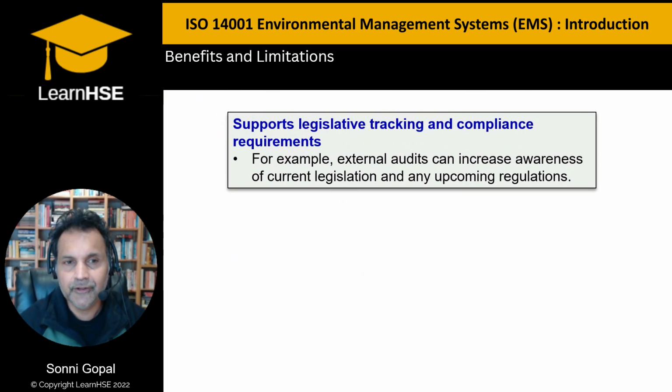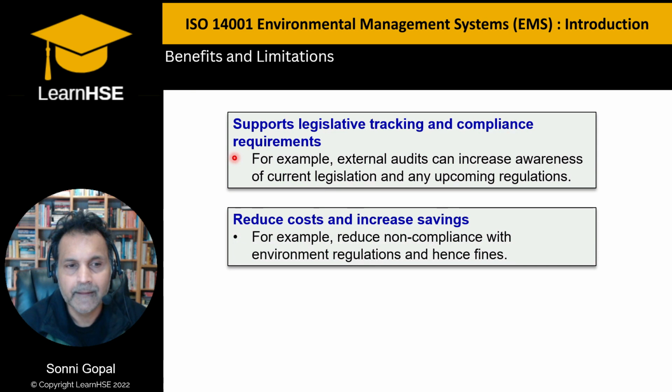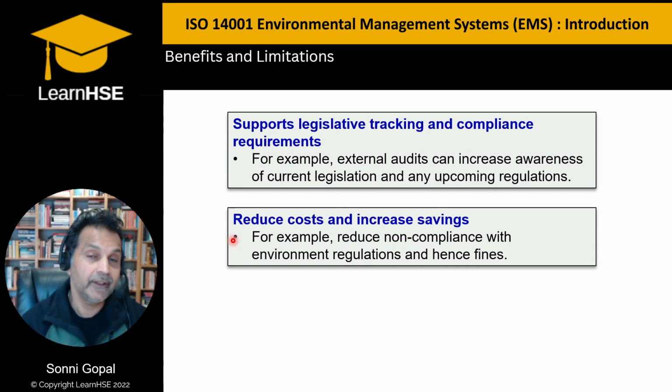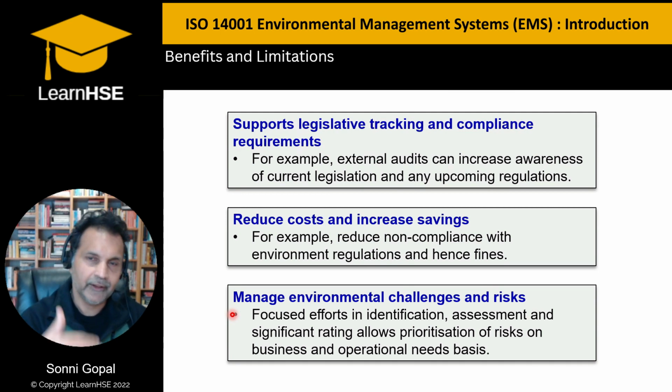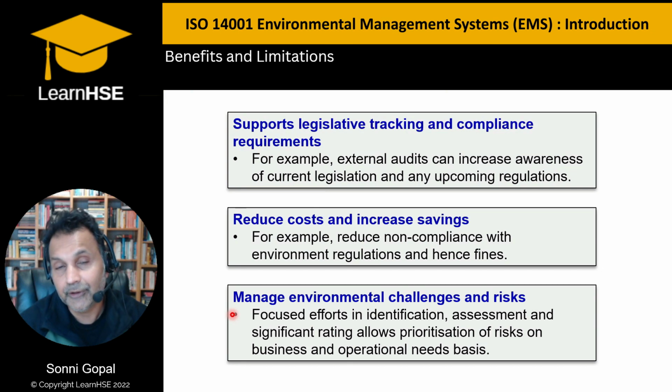So benefits and limitations of a formal EMS, let's look at those. Firstly, it supports a legislative tracking and compliance requirement. For example, external audits can increase awareness of current legislation and also any upcoming regulations as well. It can help towards reducing costs and also increase the savings. For example, reduce non-compliance with environmental regulations and also then fines. It can also help towards managing environmental challenges and risks because focused efforts are there in identification, assessment, and significance rating for these risks, which allows prioritization so that the business can focus specifically in terms of operational needs as well.